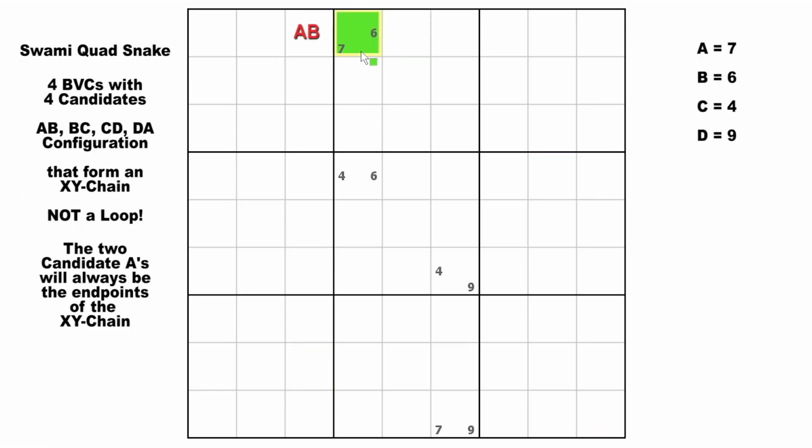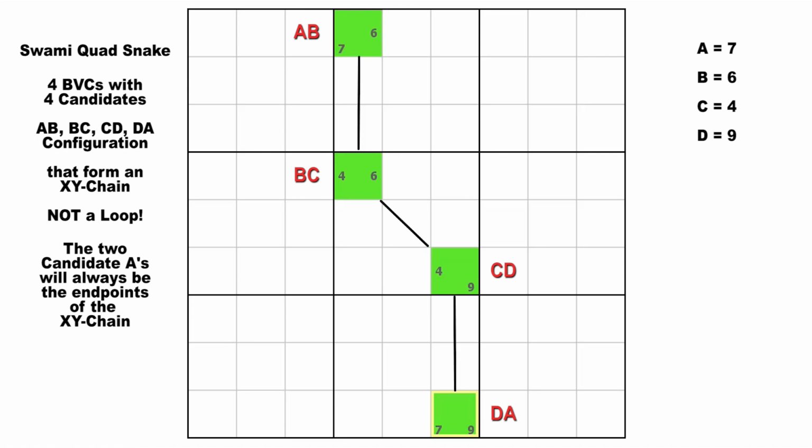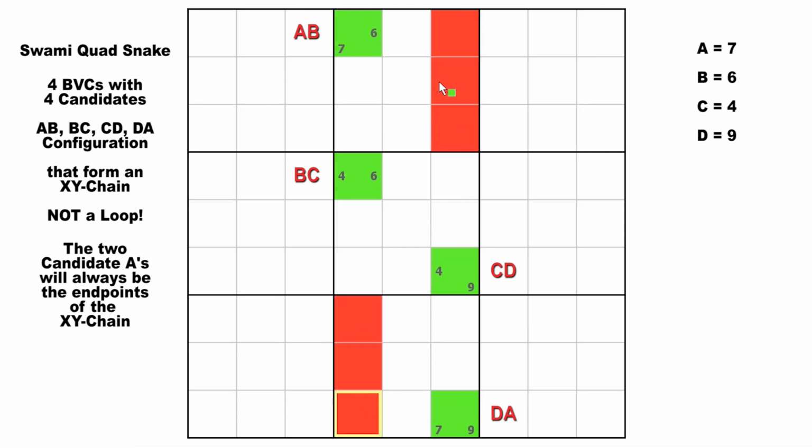All right, this time we've got AB, BC, CD, and DA. And this one kind of zigzags its way down the middle vertical chute. You see? So the two 7s are the two candidate A's, and so any other 7 that can see both of them must be false. And once again, in this diagram, there are 6 places where that can happen. Here, here, and also here, here, and here. Those 6 cells can see both candidate 7s, which are the endpoints of the chain, and so if there were a 7 in any one of those red cells, they would all be false.